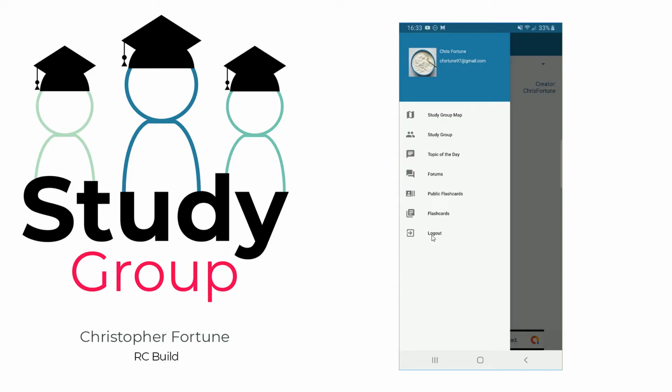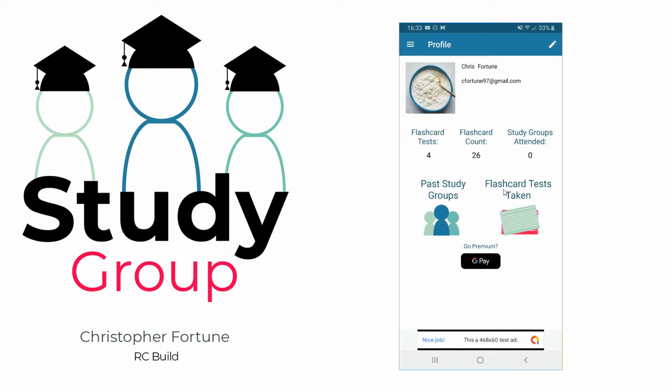Going down here, if the user wants to view their profile, they have the ability to do so. And from here, clicking on their profile icon will allow them to view their profile. From here, it displays their profile picture, their first and last name, their email, the flashcard test, the flashcard count overall, as well as the count of study groups that they have attended.